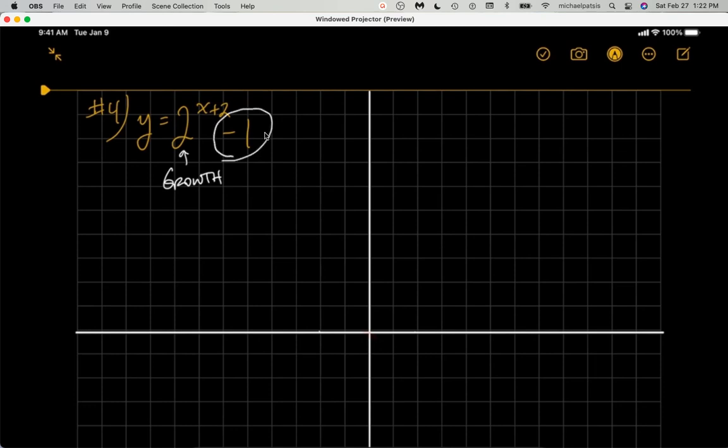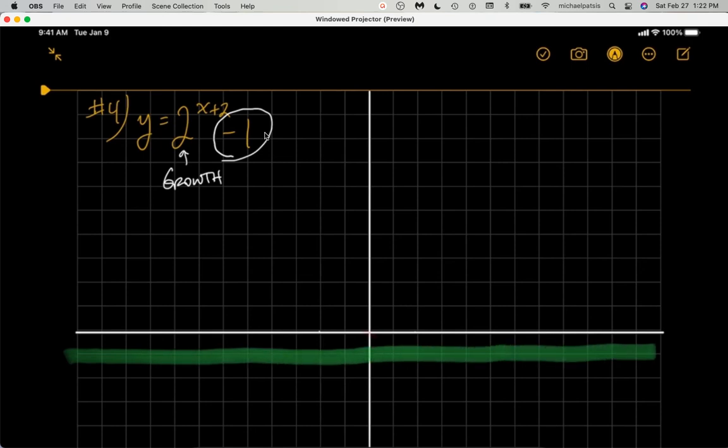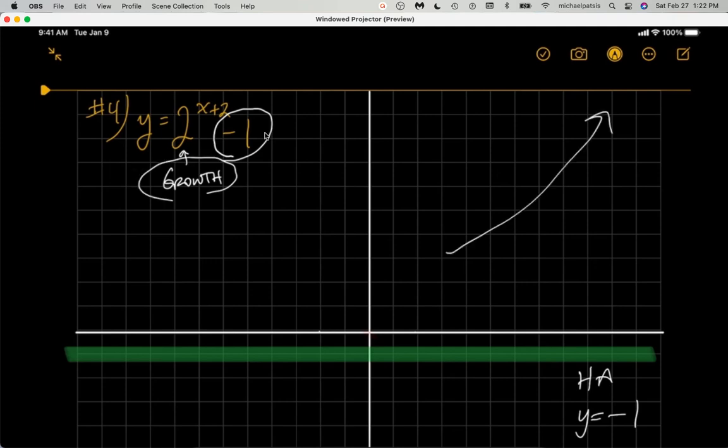It's at the point where y equals -1. Let's draw that in. Let's label that as the HA, y equals -1. So I know that my graph, as I move from left to right, is going to be moving away from this horizontal asymptote. We pick our points.